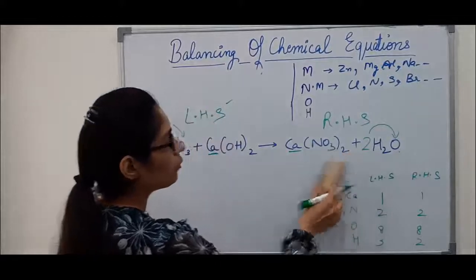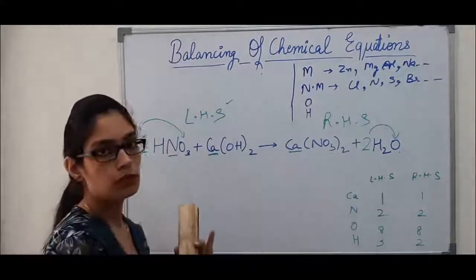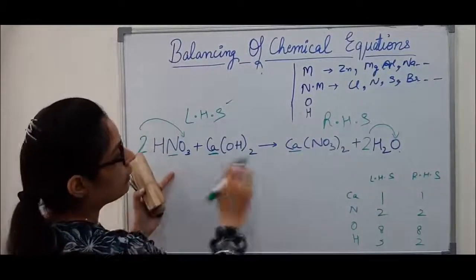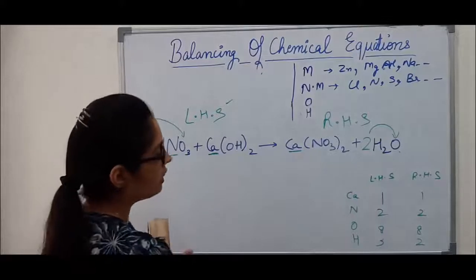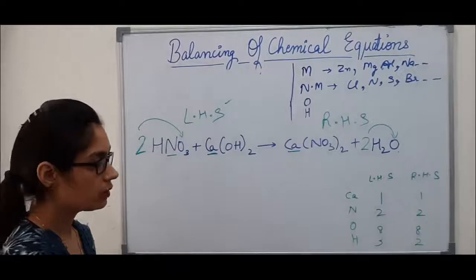Now let's go back to the first step and check once again. Calcium is still in balanced form, 1 atom on both sides. Nitrogen, 2 atoms this side, 2 atoms this side. Still it is in balanced form. Oxygen, on both sides 8 atoms, because just now we have done it.